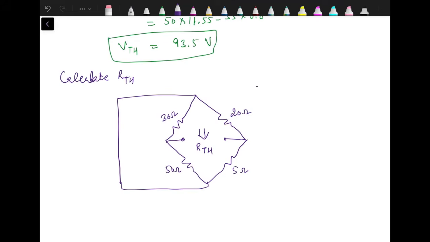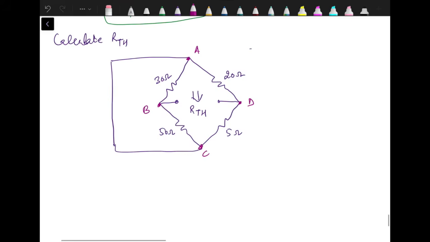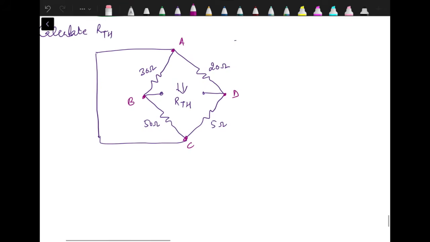Now it's better to redraw this circuit to understand how these resistances are connected. For that I am marking the terminals. Let's say this is A, this one is B, C and D. We need to calculate the resistance between terminals B and D. What we see over here, A and C are short circuited. So basically these are the same. So how to redraw the circuit? Mark points A and C and short circuit them. Here we can have B and here D.